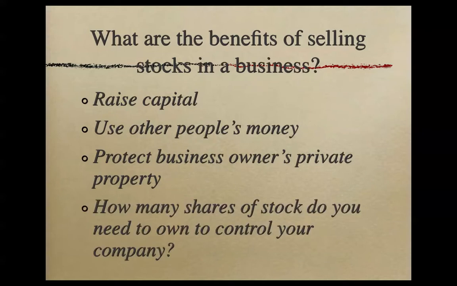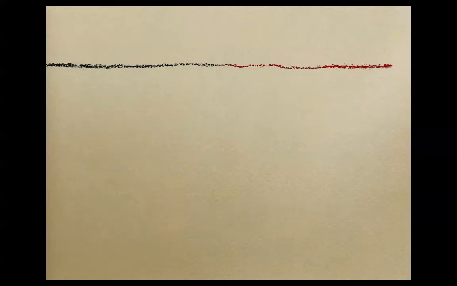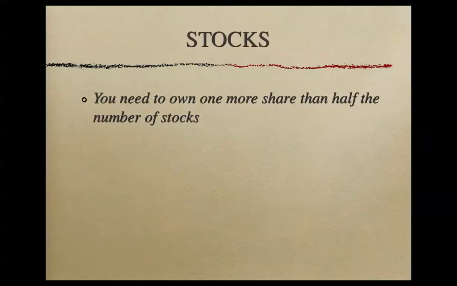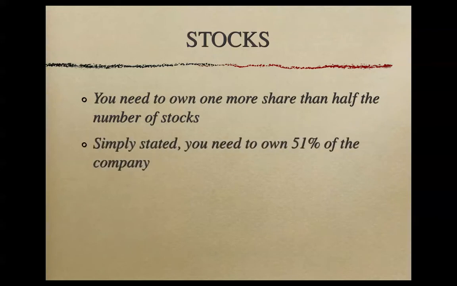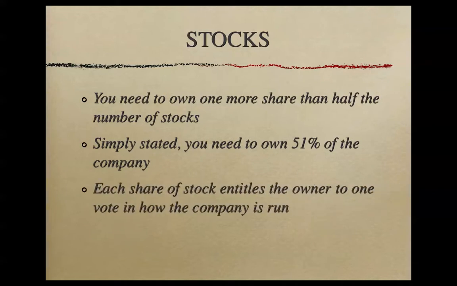Now, how many shares do you think you need to own or control your own company? You need to own one more share than half the number of stocks. So in other terms, you need to own 51% of your company. Each share of stock entitles the owner to one vote in how the company is run, or a say in their annual stockholders meeting.